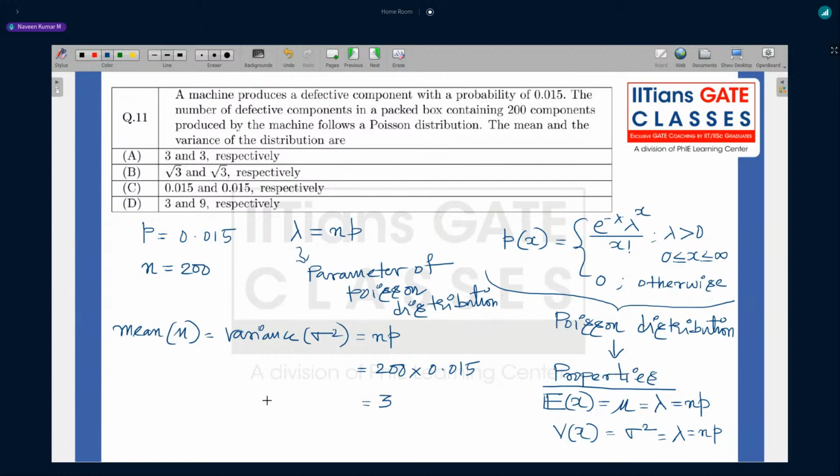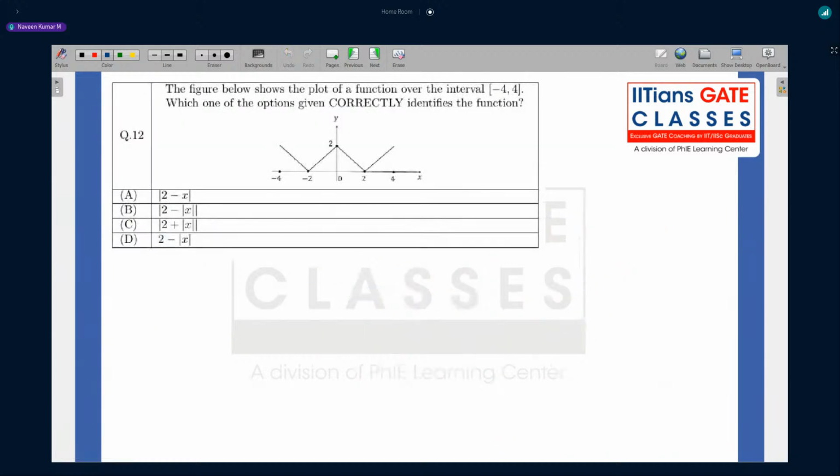See. So I can say lambda is equal to mean is equal to sigma square is equal to 3, and this is your answer. So option number A is the right answer. Simple, isn't it? Very simple. So this is what is here. Good. Next, this is also a very simple question.